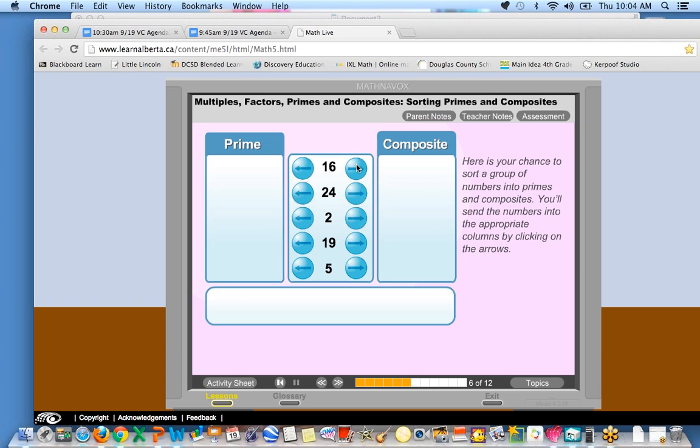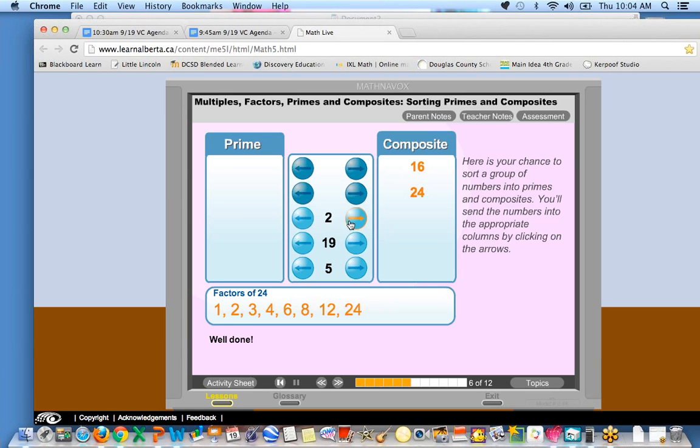That is correct. It is composite. Look at all the factors of 16. 2 times 8, 4 times 4, and of course 1 times 16. Perfect. All right, let's go a little faster. 24, prime or composite? So C or P? Good, very nice. Composite, because look at all the factors of 24. It has a ton of different things you can multiply together in order to end up with 24.